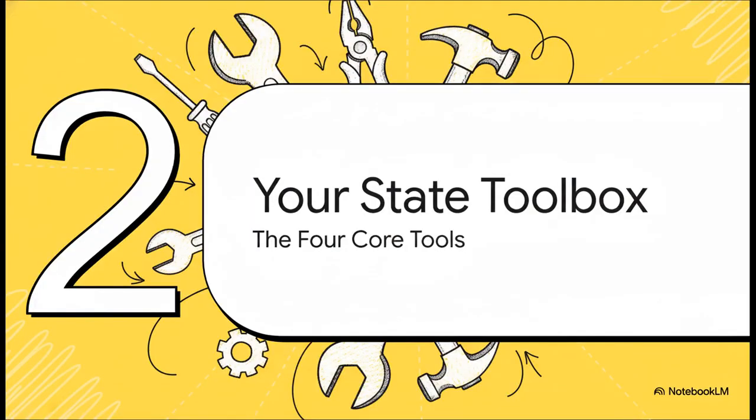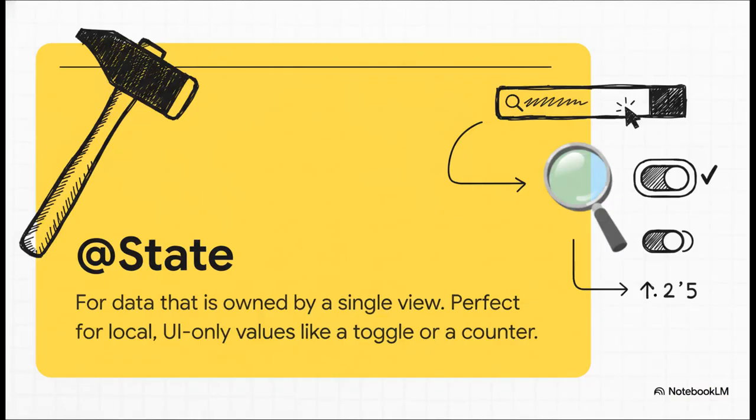So let's talk solutions. Section 2, your state management toolbox. The great news is that SwiftUI gives us everything we need to fix this. The trick is to stop thinking of these as just a random list of commands and start seeing them as a specialized toolbox. Each tool is designed for a very specific job. First up, the one you already know and love, @State. Think of this as your hammer. It's essential, but you wouldn't build a whole house with just a hammer, right?